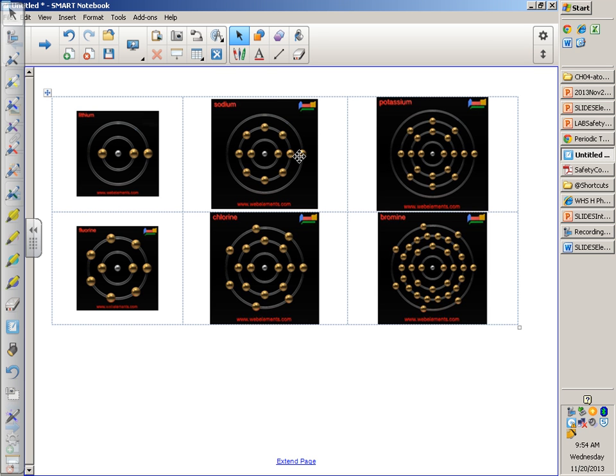Just 1, right? So Andrew, it's not exactly how many there are, it's which ring is the farthest ring that actually has electrons in it. Okay, I understand now.